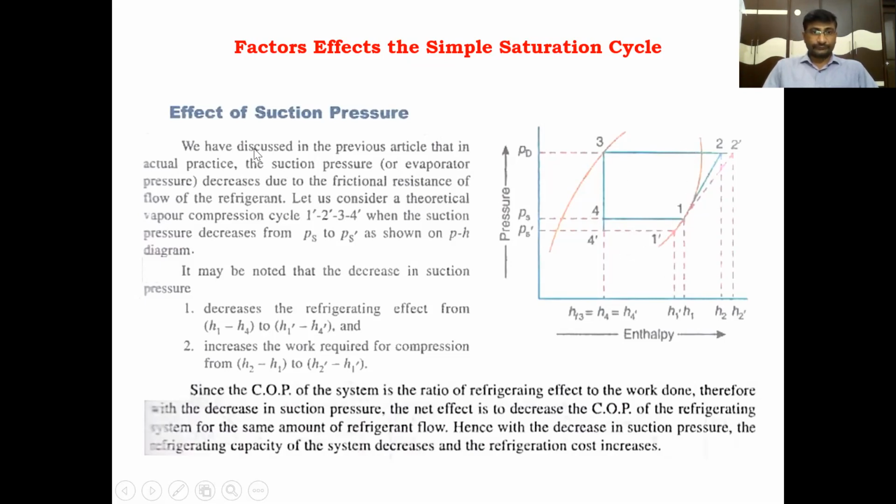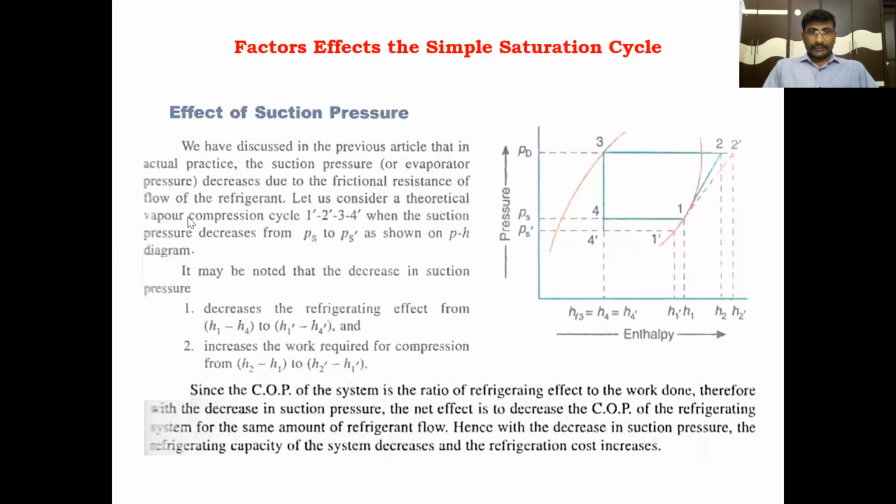Let us look. We have discussed in the previous article that in actual practice, the suction pressure or evaporator pressure decreases due to frictional resistance to the flow of refrigerant. Here, while the refrigerant flows from 4 to 1 through the evaporator coil, which is a pipe, friction develops between the pipe and the refrigerant, so the pressure drops. OK, from 4 to 1 pressure drop takes place. Therefore the evaporator pressure will decrease.